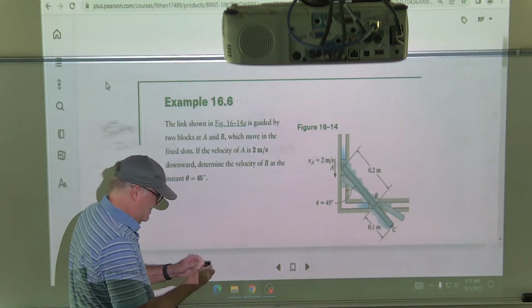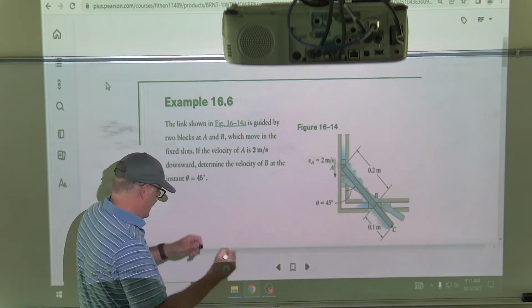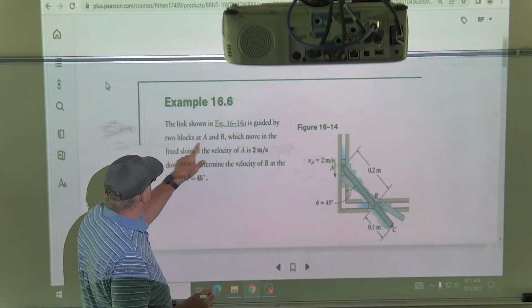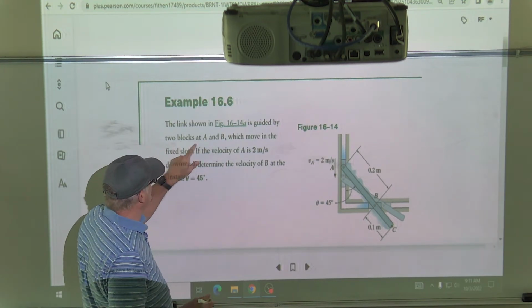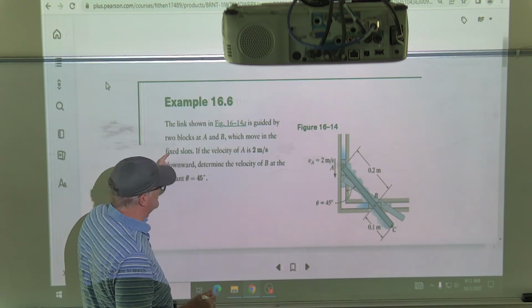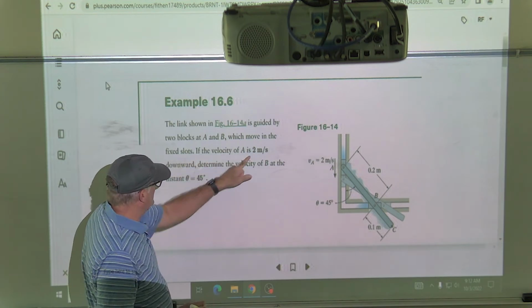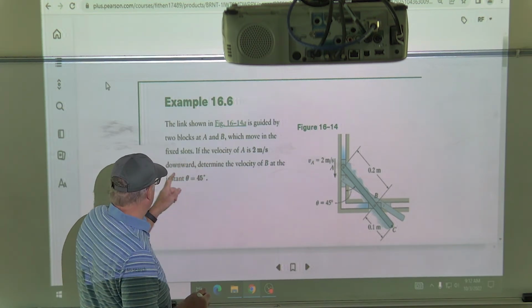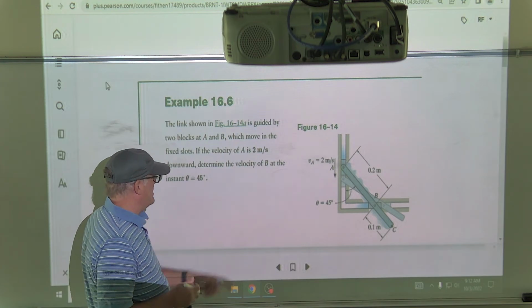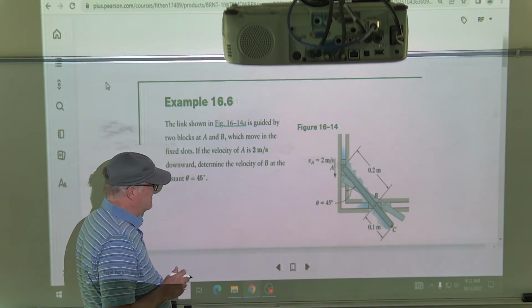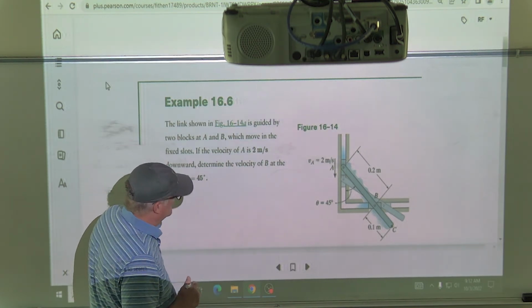Here's a link to blocks, or guides A and B, moving in fixed slots. If the velocity of A is 2 down, determine the velocity of B. That's too easy, but I'll do it anyway.